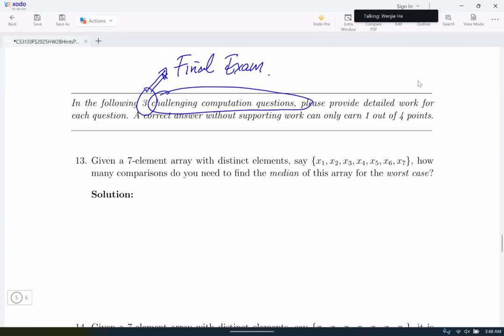Number 13: a 7-element array with distinct elements. How many comparisons are needed to find the median of this array in the worst case? Here I want to give you hints for two different ways you can choose. The first way is the weak solution.